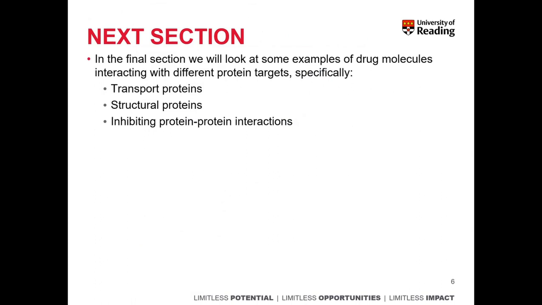Now, in the next and final section, we will have a look at some examples of drug molecules interacting with other types of protein targets. So we'll be looking at an example of drugs interacting with transport proteins, structural proteins, and molecules that inhibit protein-protein interactions.